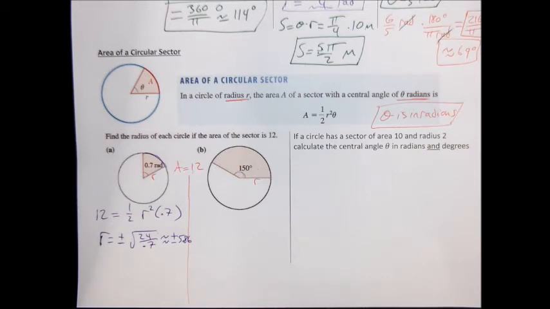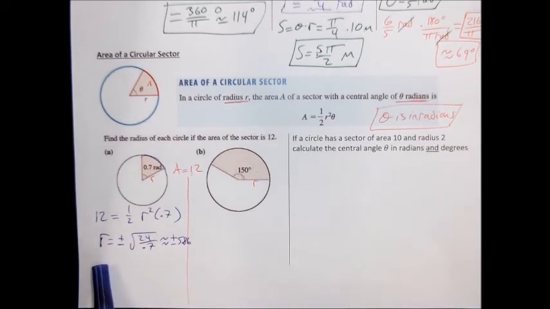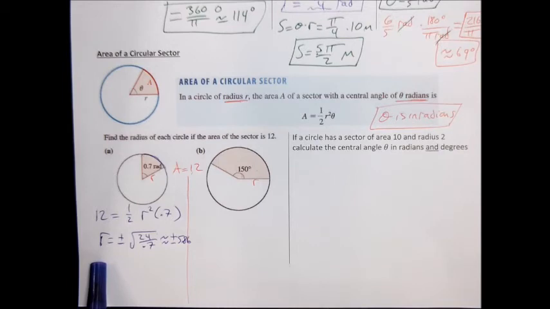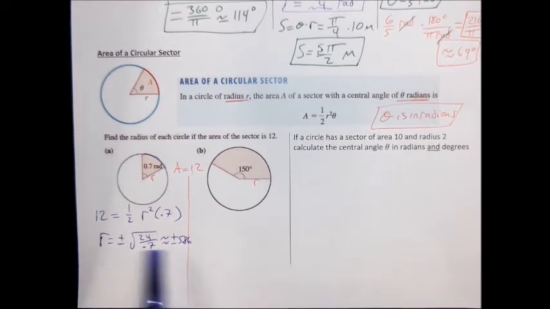The positive one. Why do we not want the negative one? Because it makes no sense for it to be negative. It's for the radius, so it's positive. We can't have a negative length. Negative lengths don't make sense. Radius is a length measurement, and so minus 5.8 length is not true.